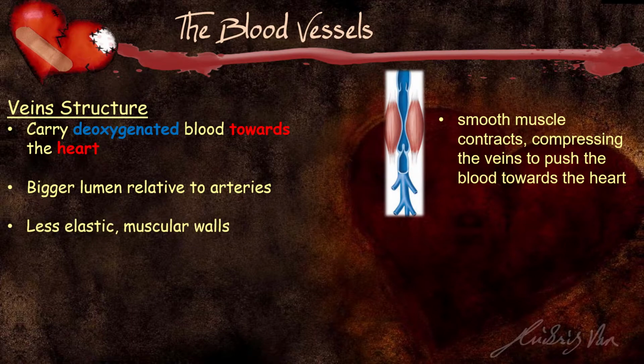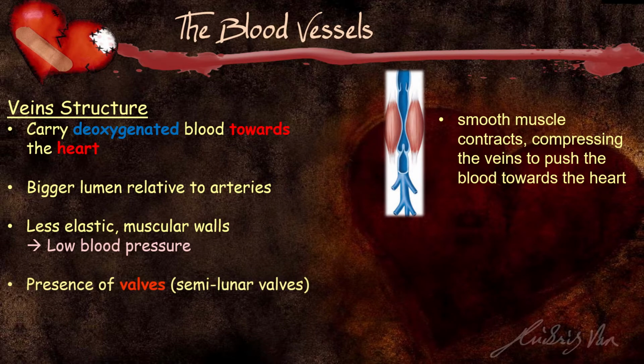However, vein is less elastic and has a less muscular wall. These result in a lower blood pressure as compared to the arteries. The low pressure is also due to the vein being further away from the source that is generating all the pressure pumping the blood around our body, which is our heart. And due to this low pressure, there is presence of valves.